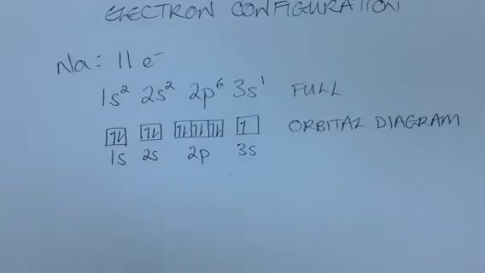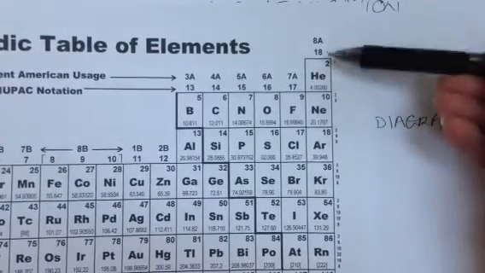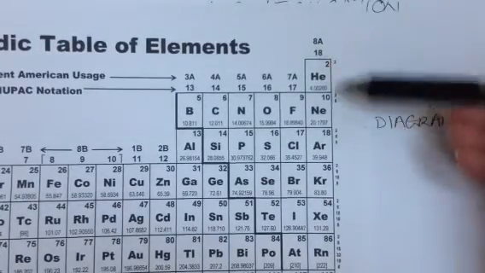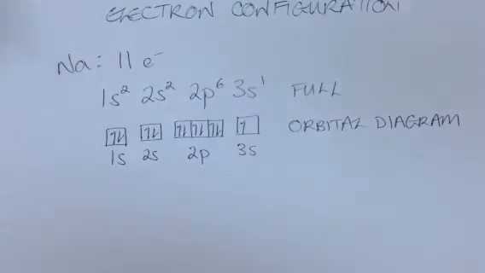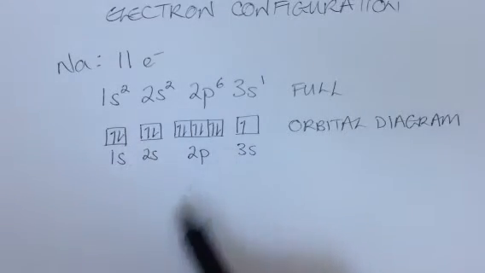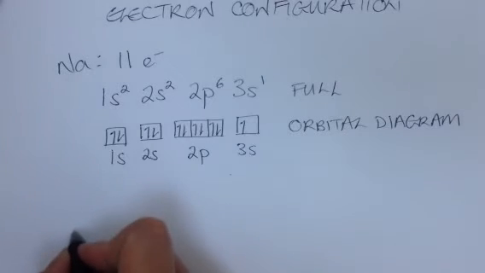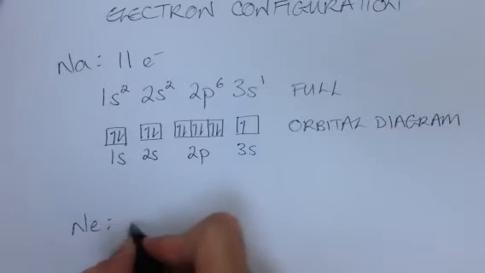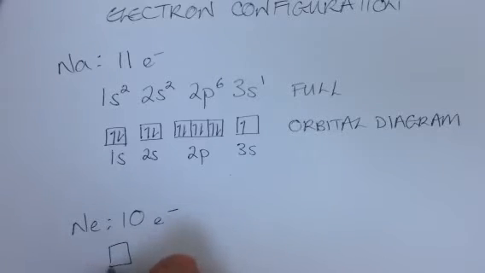Now, noble gases, as we know, let's take a look at the periodic table. Noble gases are in group 8A. And we learned that they contain 8 valence electrons, and that's very stable. It's very stable because its valence shell, or its outermost shell, is full. So if I was to write the electron configuration of neon, which has 10 electrons, I'm going to write the orbital diagram because I think it's a nice visual tool.